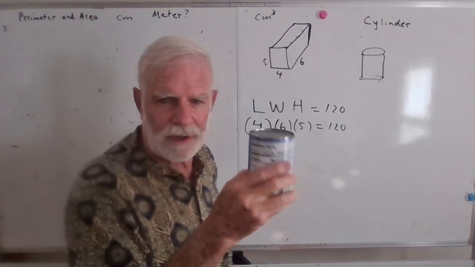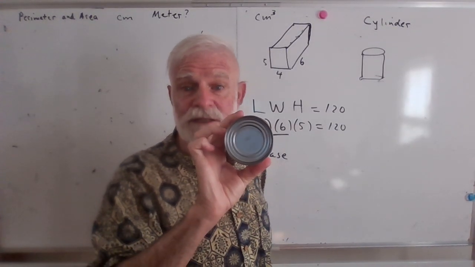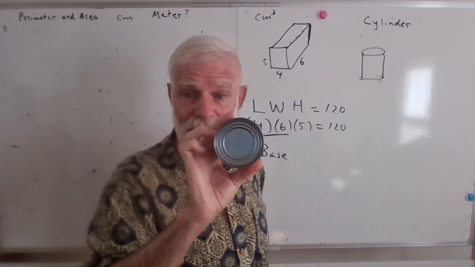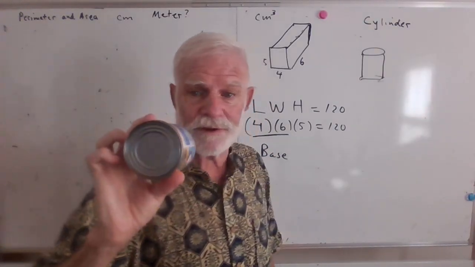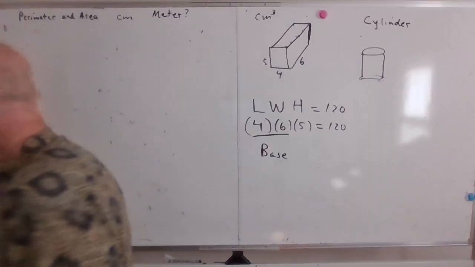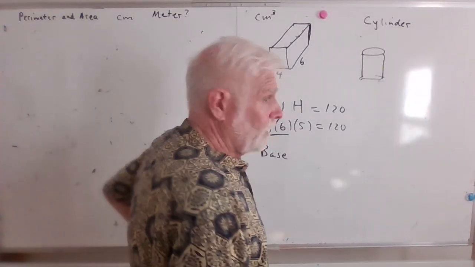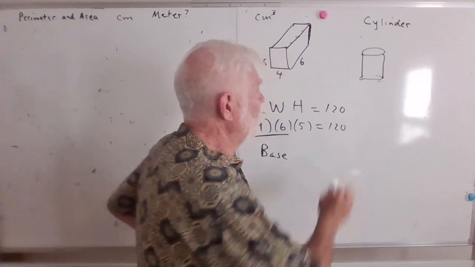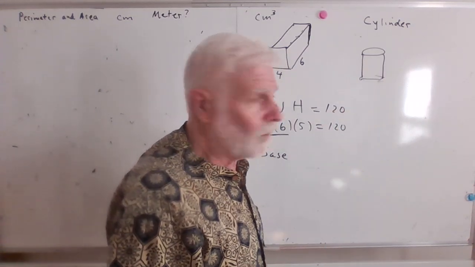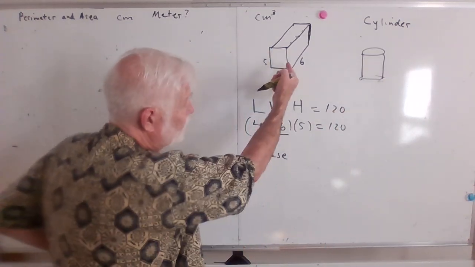There we go. We got a can, and it's got a base too. So can you give me the volume of that cylinder? Put the can down. Yeah, it's got a round base. And so therefore you need the what? You needed the area of the base to get the cube.